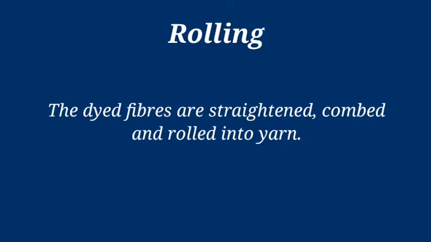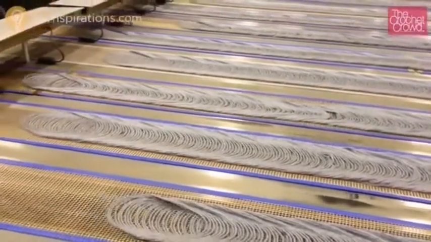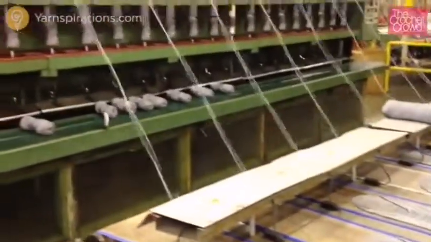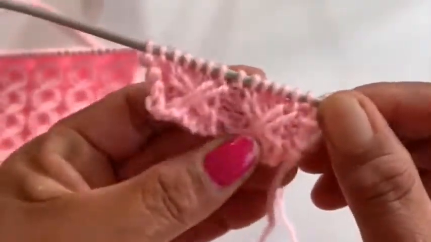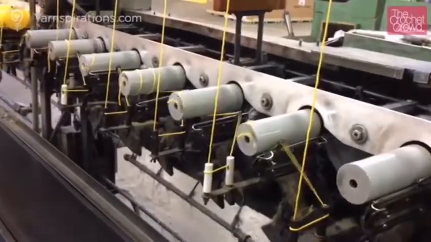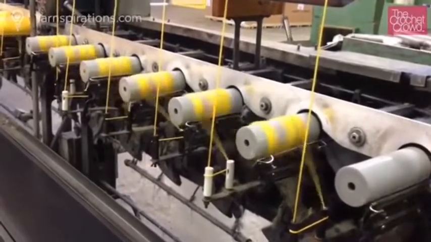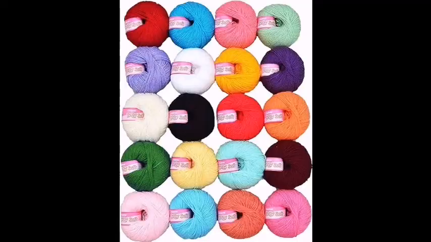The last step in the processing of wool is rolling. The dyed fibers are now straightened, combed and rolled into yarn. The longer fibers are made into wool for knitting sweaters, and the shorter fibers are spun or woven into woolen clothes. This is how the woolen threads are processed from the fleece of sheep or other animals.